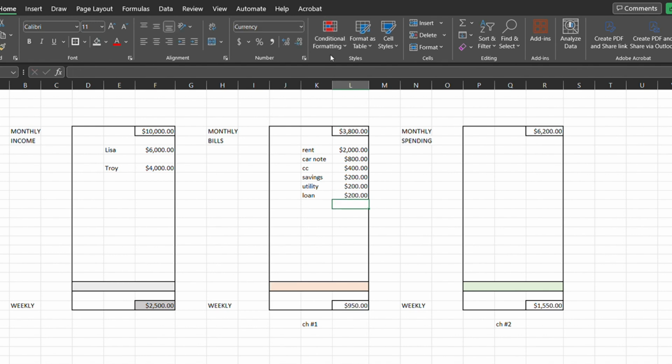Okay, so that means you have $3,800 worth of bills. And each week you need to save $950 of your paycheck in order to cover the $3,800 worth of bills. So that means each month for spending, you know, groceries, gas, Amazon, whatever, you have $6,200 to spend on all those things.